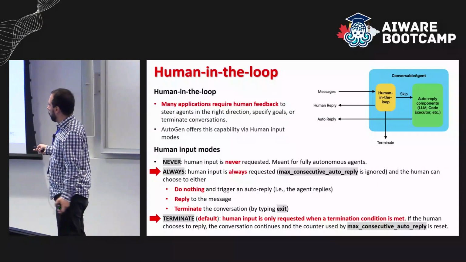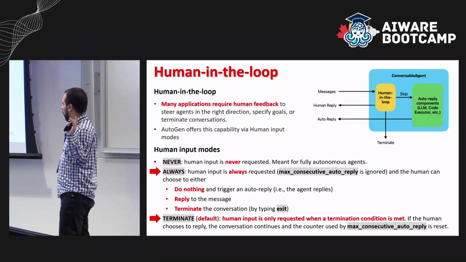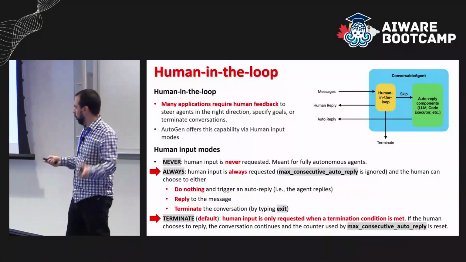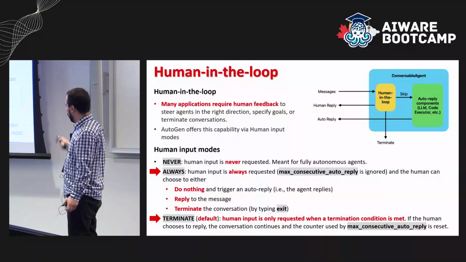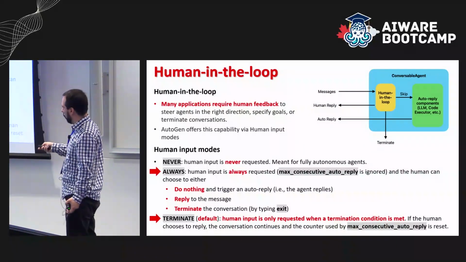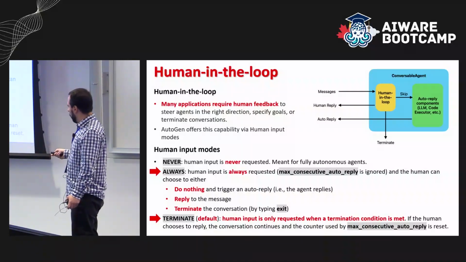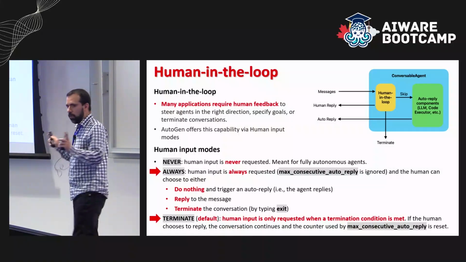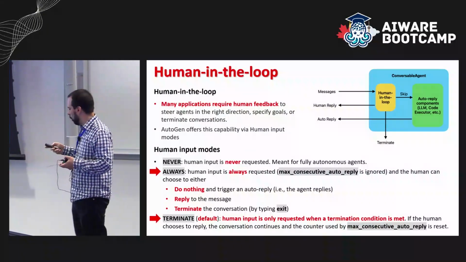So what can you do? You can say never, so human input is never requested. This is like fully autonomous agents. Always means this parameter is ignored, and the human is always prompted to either do nothing, reply, or terminate the conversation. And terminate means human input is only requested when the termination condition is met. So the conversation ends, and then the human is brought into the loop.